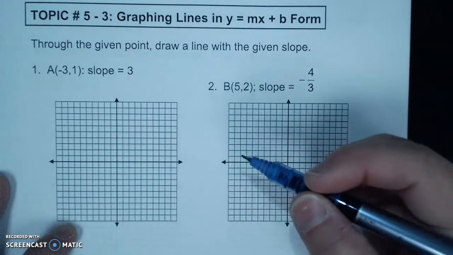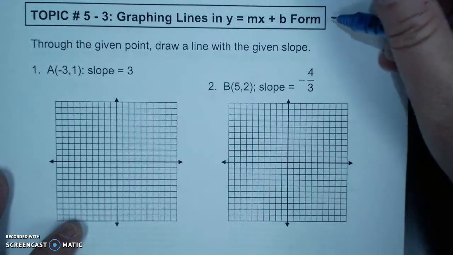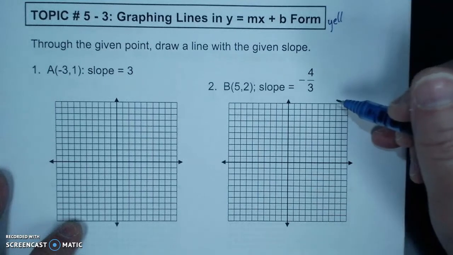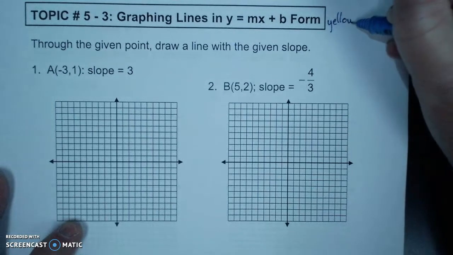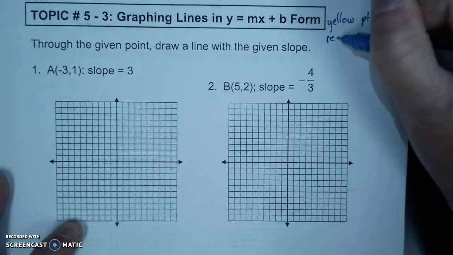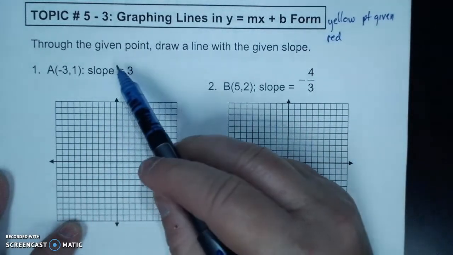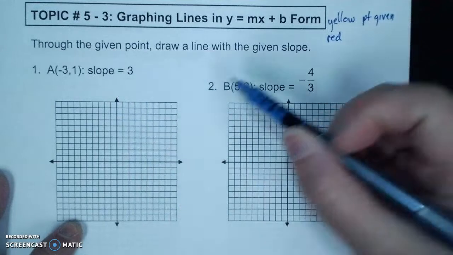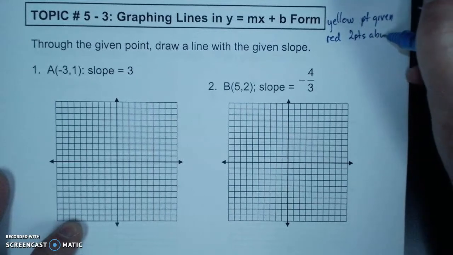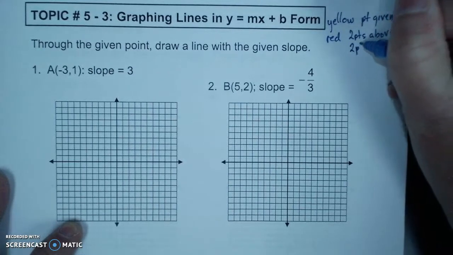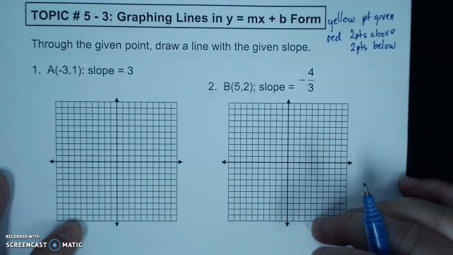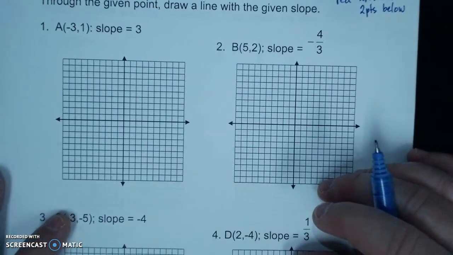When you are graphing, I know Schoology is a little bit strange to input answers, but we're going to do this where these are highlighted images. The yellow is going to be the point given, and then the red, because you're going to be given a point and then have to travel through slope, will be 2 points above and 2 points below the given point. I'm going to demonstrate that as we go along.